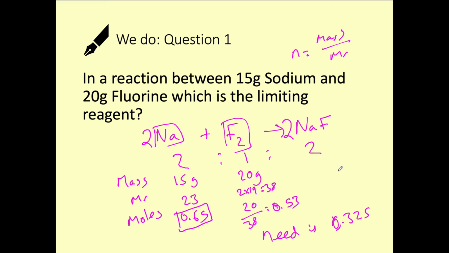So if you now pause the video whilst you complete stage 4, looking at how much we need of that substance to how much we have of that substance. We can then compare 0.53 to 0.325, and we would see that this is greater than 0.325. And if you now pause the video whilst you determine which of these substances, the sodium or the fluorine, is the limiting reagent and which one is in excess. Therefore this is in excess and this is limiting. So we have more of the fluorine than we need, and therefore sodium is our limiting reagent here.